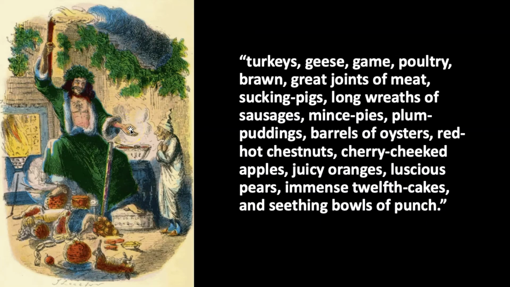Check out this list: turkeys, geese, game, poultry, brawn, great joints of meat, sucking pigs, long wreaths of sausages, mince pies, plum puddings, barrels of oysters, red hot chestnuts, cherry-cheeked apples, juicy oranges, luscious pears, immense twelfth cakes, and seething bowls of punch. So hopefully that gave you a flavour of his lust for life and gluttony, his lust for the plenty of Christmas, which of course Dickens wants us to share.